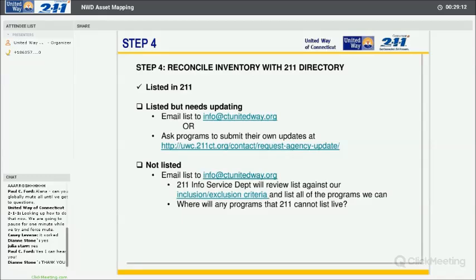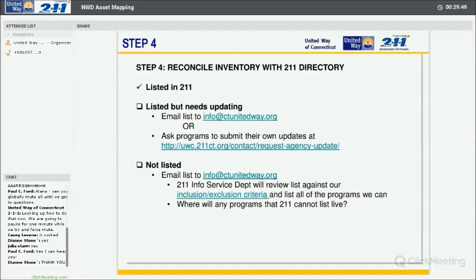However, if there are resources that are listed but you find they need updating, there's a couple different ways to go about handling those resources. So one would be to just track those in your Excel spreadsheet, make a note potentially of what the change is or what's outdated, and then at the end, when you have a mostly complete list, you could send that entire spreadsheet to our information services department here, and we will handle making all of those updates. So you can just ship it off to us and we'll take care of it all.